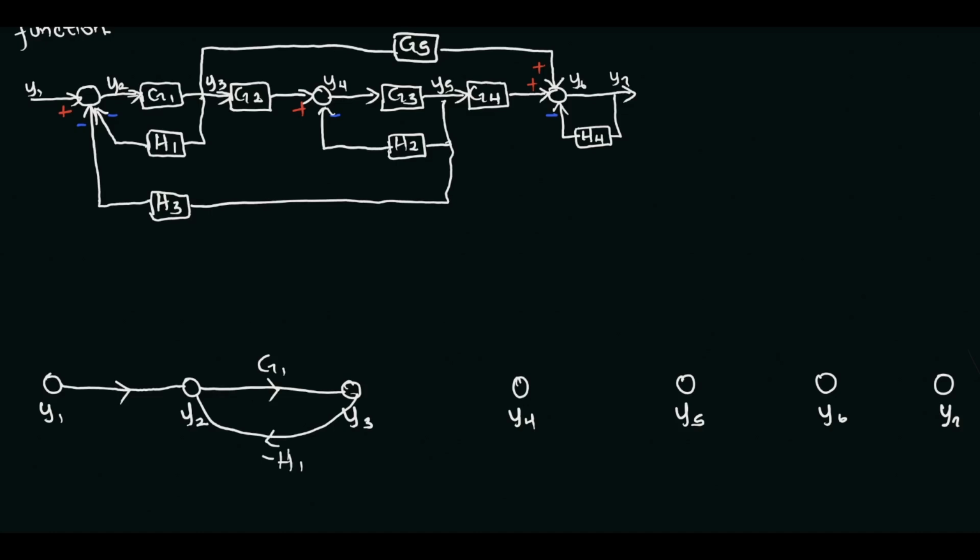Then y3 is moving to y4. Between that is g2. y4 is moving to y5. y5 is moving to y6. Between your y4 and your y5, you have g3. Then y5 to y4 is another feedback. That's negative h2.